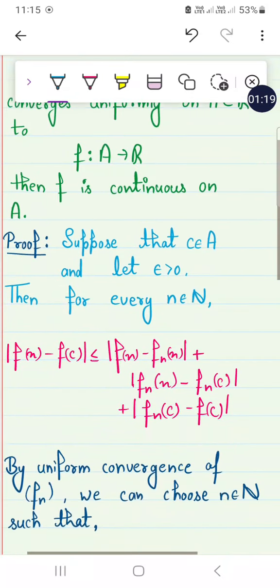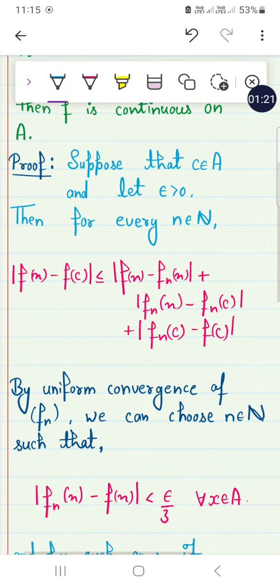How is it proved? Suppose we have a subset A of R, and c is in A. So when we take the difference, mod of f(x) minus f(c), we can write it as mod of f(x) minus f_n(x), plus mod of f_n(x) minus f_n(c), plus mod of f_n(c) minus f(c), right? So what does this tell us?